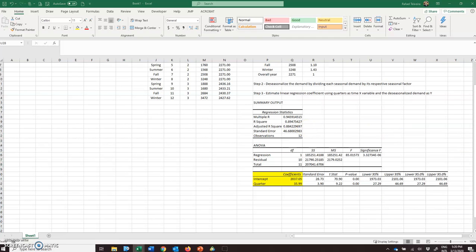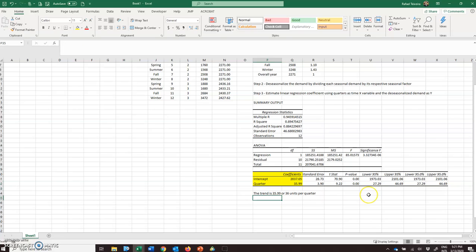Okay, so I'm gonna use these coefficients here to come up with a trend. So my trend is the effect of quarters. So my trend is 35.99 or 36 units per quarter. Okay, this is the trend. 36, about 36 units every quarter that I'm going further.